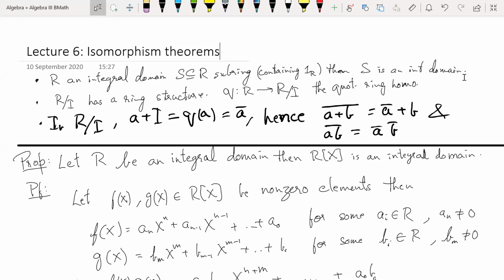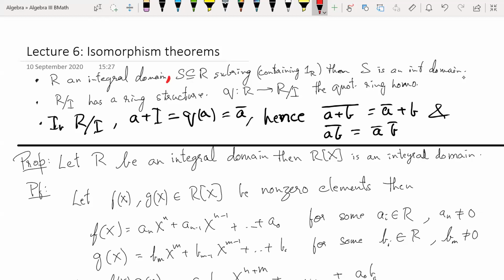So recall that if R is an integral domain and S is a subring of R containing one of R, then S is an integral domain. A subring of an integral domain is automatically an integral domain, because you take a non-zero element in this subring, it's still a non-zero divisor.